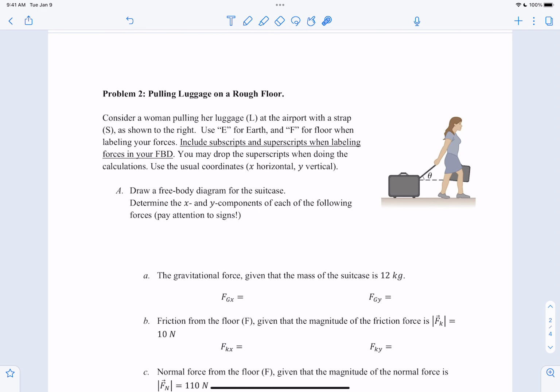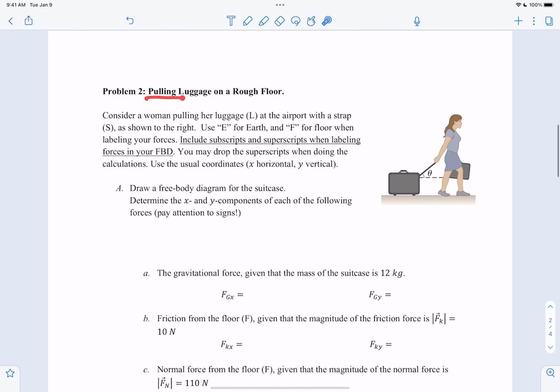So that being said, problem 2, pulling luggage on a rough floor. It says, consider a woman pulling her luggage at the airport. Luggage is L with a strap S. The strap right here is S, right? And it says, use E for earth and F for floor when labeling your forces. Include subscripts and superscripts when labeling your forces in your free body diagram. You may drop the superscripts when doing the calculations. Use the usual coordinates. X is horizontal, Y is vertical.